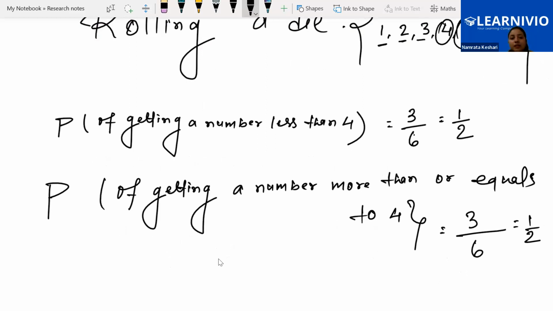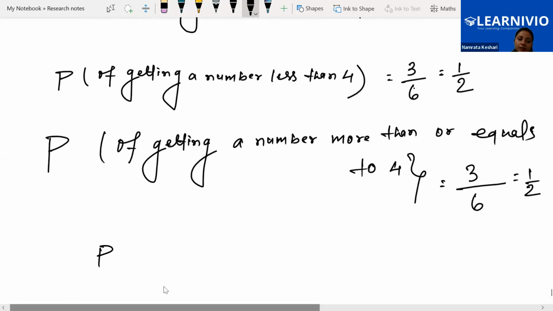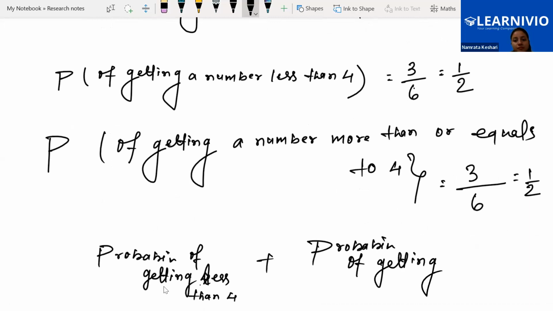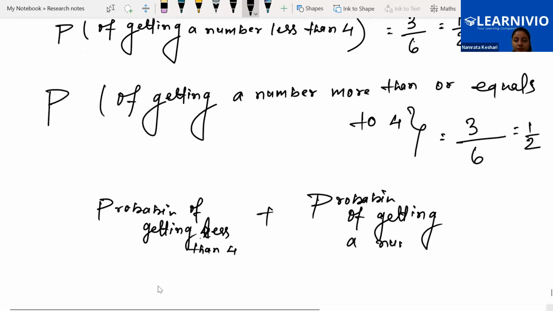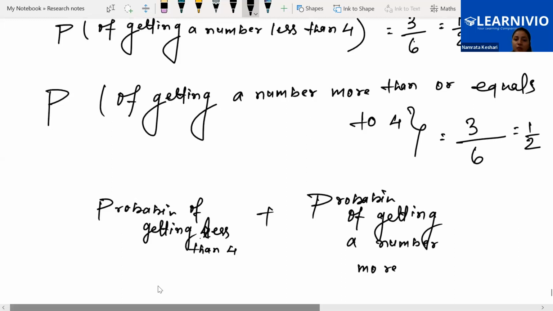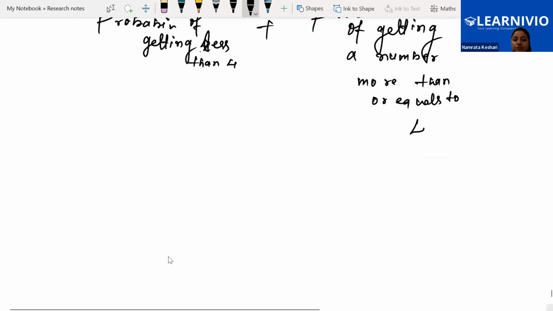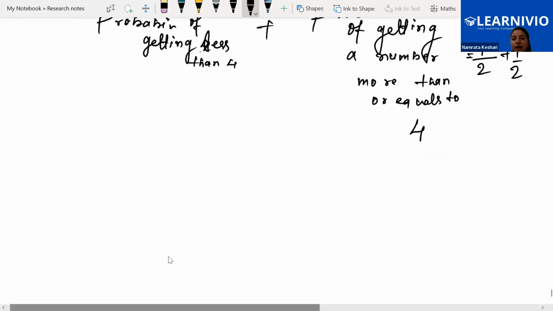Now here we have found the probability of a number less than 4. If we add this to the probability of getting a number less than 4, plus the probability of getting a number more than or equal to 4, what are we going to get? 1 by 2 plus 1 by 2. That means again we are going to get 1.